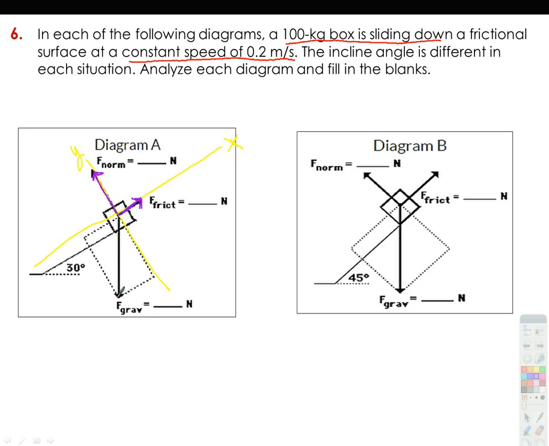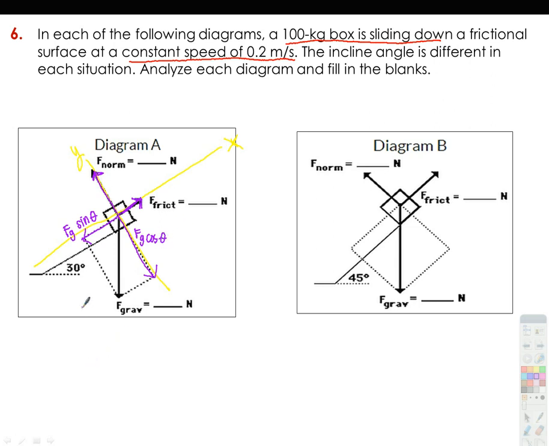Since force is a vector, F gravity can be separated into two components: this component and this component. Based on our trigonometry, which we discussed in class, the component along the x-axis is equivalent to Fg sine of theta, and the other one is Fg cosine of theta.